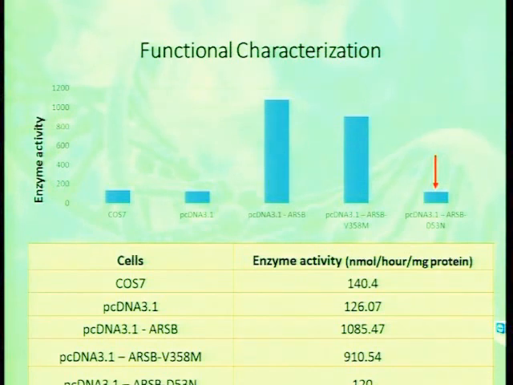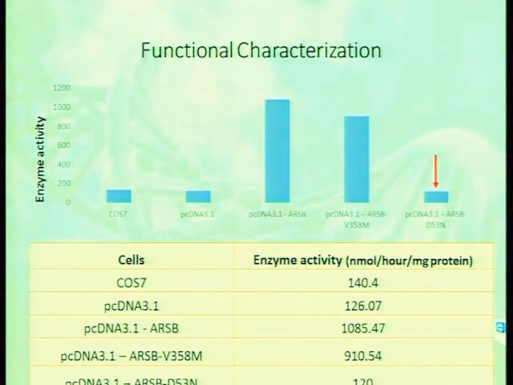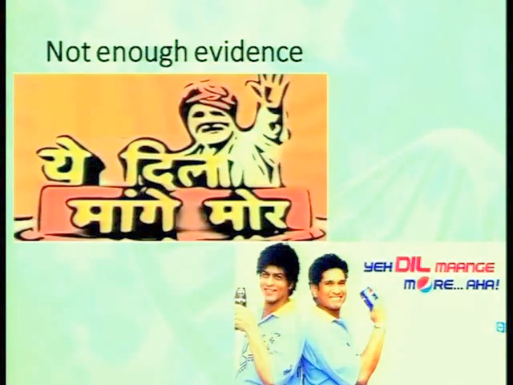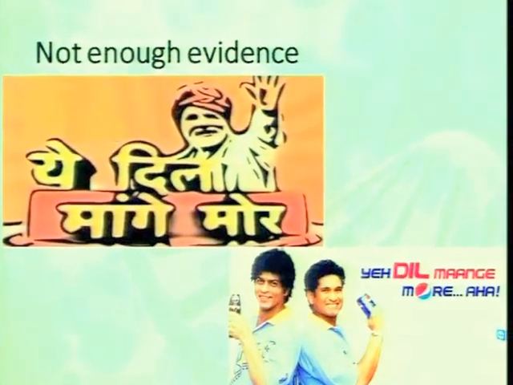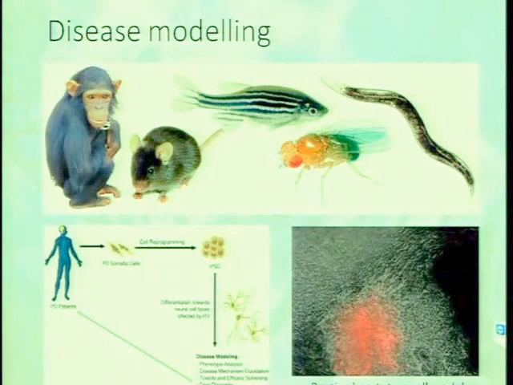But this may not always be true, because in science we try to find more and more evidence, and this evidence is only at the cell line level. This evidence is not at organism level. So always in science we have to say dil mange more. We want more evidence. We want more to be sure that it is the real variant, and that is where the model organisms come. So you could use either a worm model or a Drosophila fly model or a fish model, zebrafish, mouse model, or a chimpanzee model.